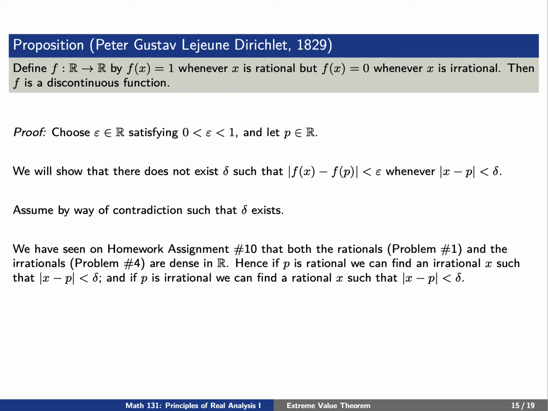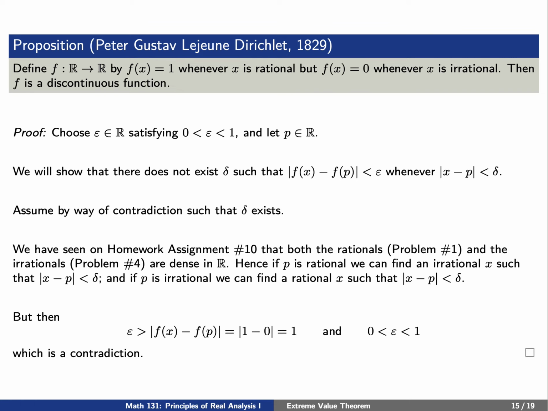In either case, you'll see that f of x minus f of p is essentially 1 minus 0. So the absolute value, which is 1, will always be greater than or equal to epsilon. But of course, this is our problem because we really wanted this difference, f of x minus f of p, to be less than epsilon. So this is our contradiction.